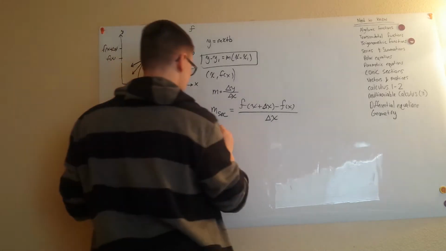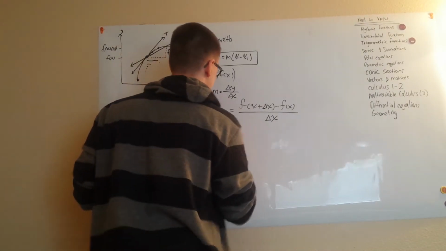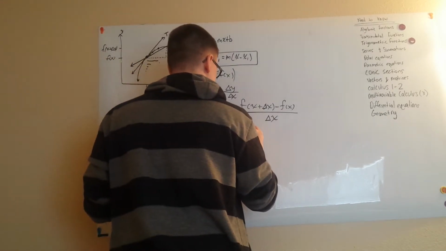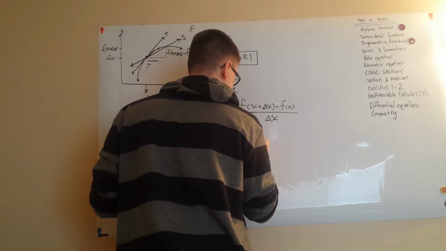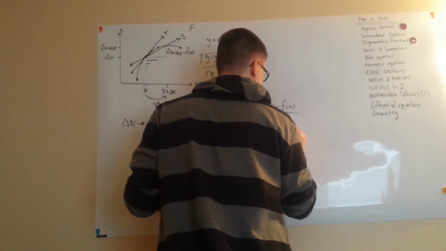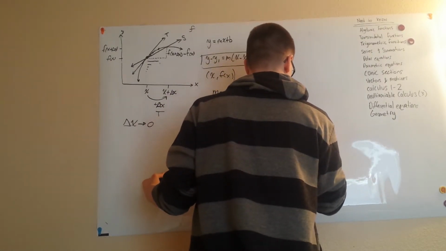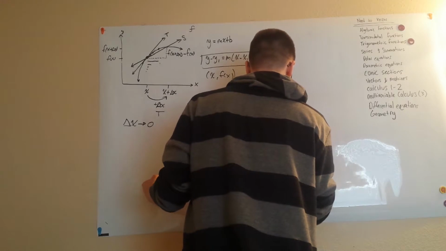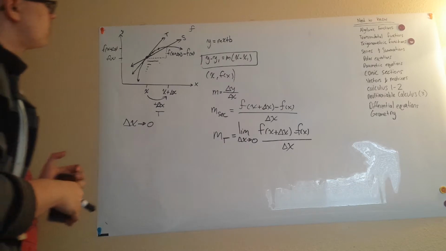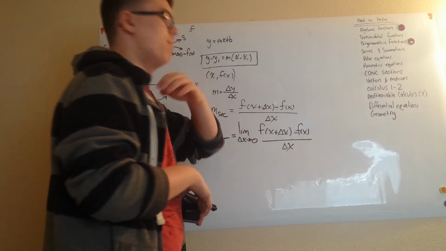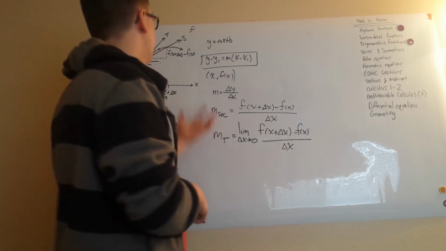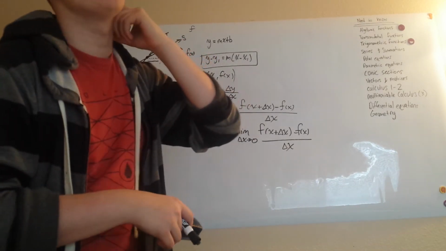So the slope of the tangent line would be this. It would be the limit as delta x approaches 0 of f of x plus delta x minus f of x, all over delta x. And that is it. Boom. That's the slope of the tangent. And because we know the slope and we know the point, we can find the equation of the tangent line.